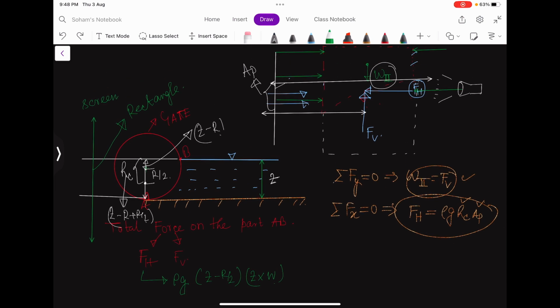Now what about this Fv? Now I have this curved surface, this curved surface.